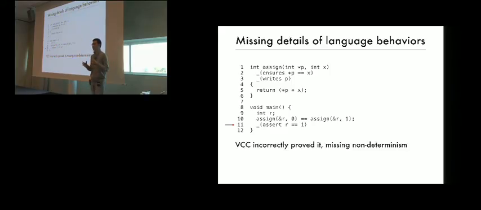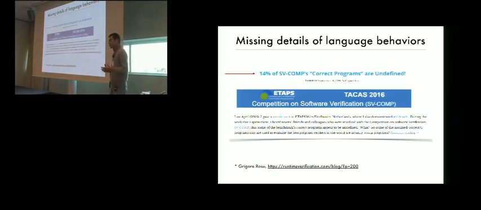So we have these two possibilities, and the assertion in line 11 doesn't hold. But the problem is, VCC again proved this program because it missed this non-deterministic behavior of line 10. Okay? Now this is not only a problem for VCC. Many tools have a similar problem.